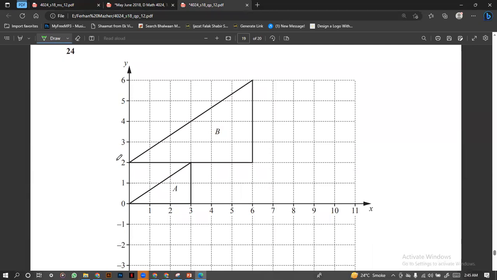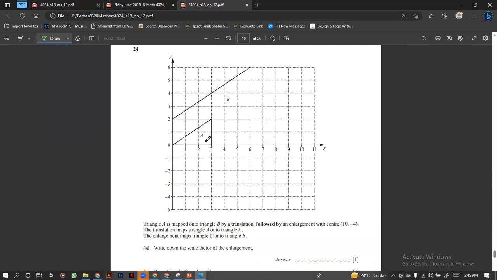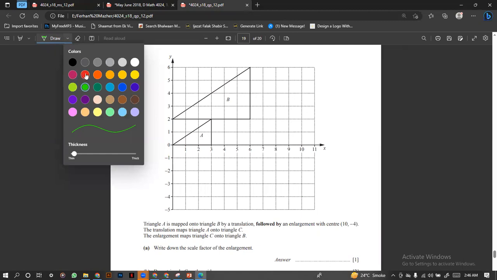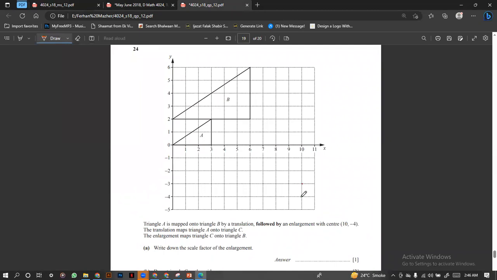The next question is question number 24. Here we have triangle A. This is triangle B. It says triangle A is mapped onto triangle B by a translation, followed by an enlargement with the center 10 comma minus 4. Let me change the color. 10 comma minus 4 is here, not this one. This is the center of enlargement.